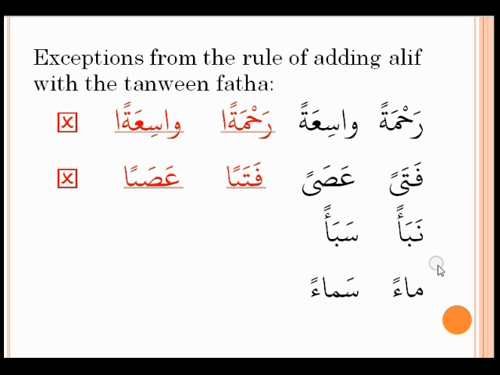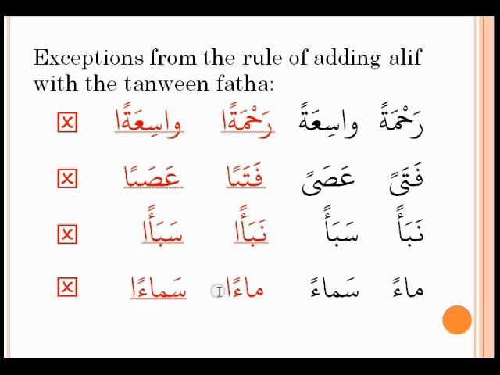Naba'an. The last two lines actually have an alif with a hamza on top of it, or an alif with a hamza beside it. In these cases also, you don't need to add another alif. It's already there at the end of the word. So it would be spelled correctly naba'an and saba'an. The incorrect way would be to add an alif to it. And ma'an, sama'an, this is the correct spelling of these words, while the incorrect one would be attaching an alif after the tanween.